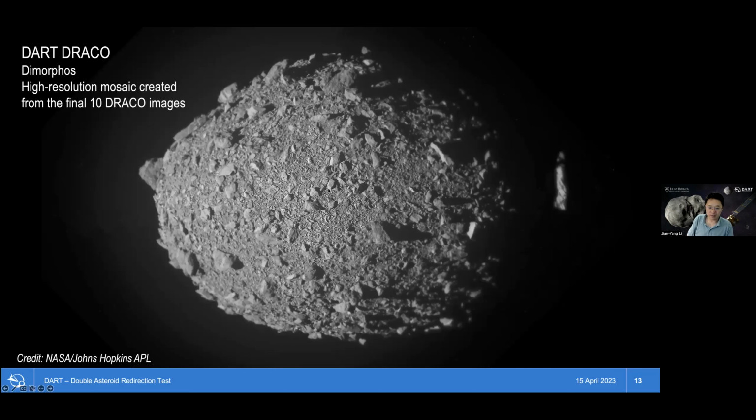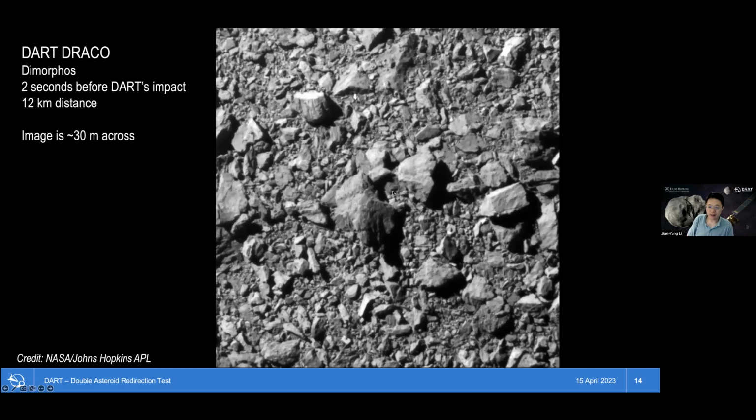You can see that towards the middle, the resolution is getting higher and higher, right? Because this is a composite, and we put together the final few images to enhance the resolution of the center part. You can see it has a lot of rocks on the surface. This is just like any asteroid of similar size that we have seen before. And as I mentioned, this is the impact site.